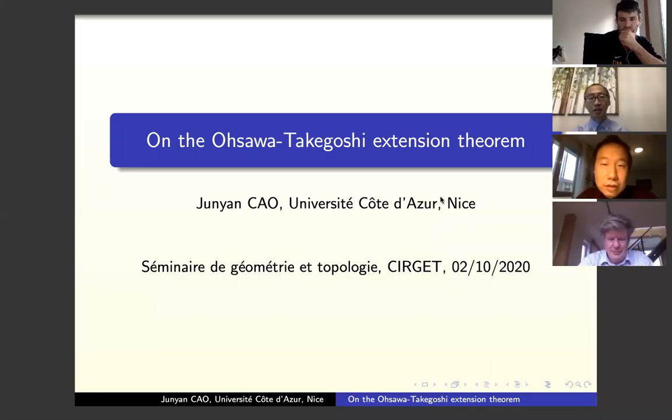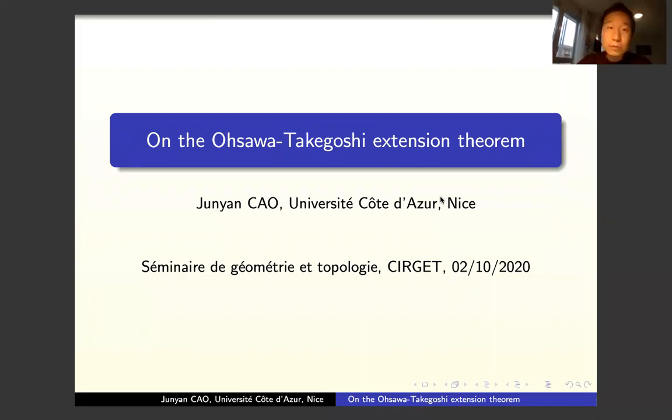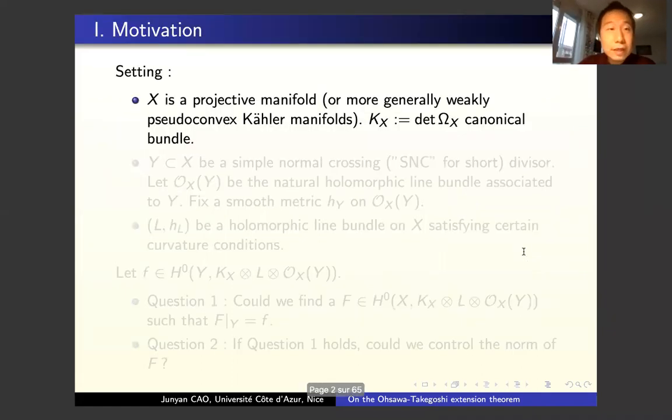So today I will talk about joint work with Mihai Păun about the Ohsawa-Takegoshi extension theorem. So to begin with, I first explain a little bit our motivation.